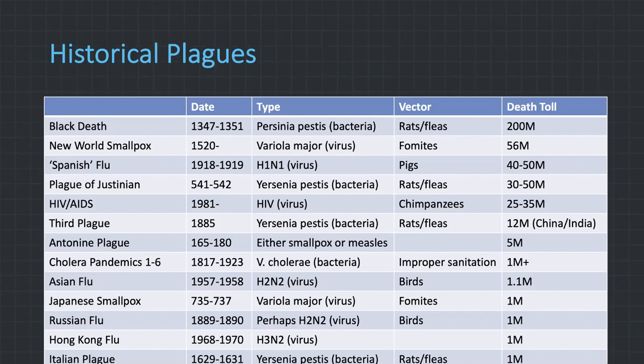Similarly, the Black Death completely changed the structure of European society, as there were fewer people to feed and more food available. Even the Spanish flu, which killed about 50 million people around the world, which we'll talk about, completely changed the world. It killed more people than either of the world wars.